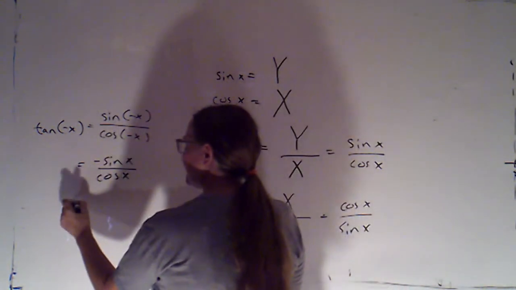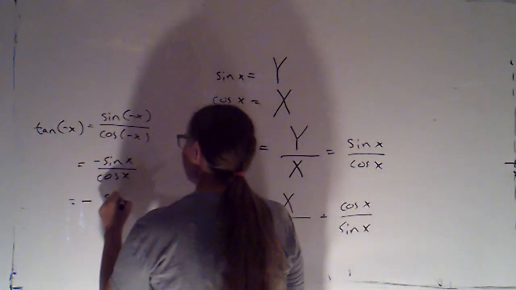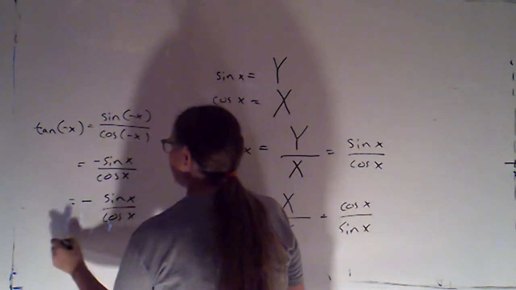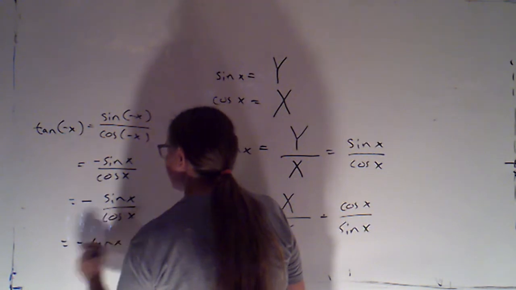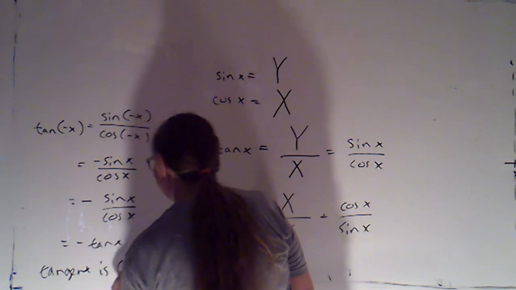Well, that introduced one negative sign, so that gives me negative. I can put that negative sign in front if I want. Sine x over cosine x. That's negative tangent of x. So tangent is odd.